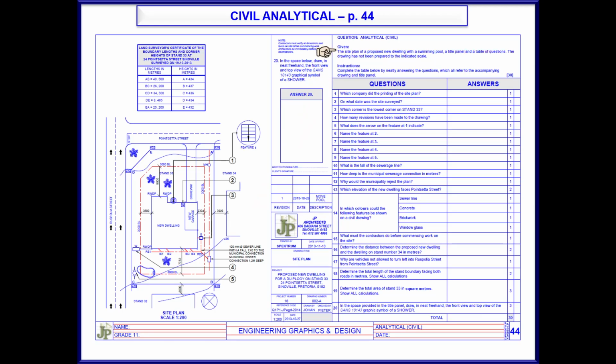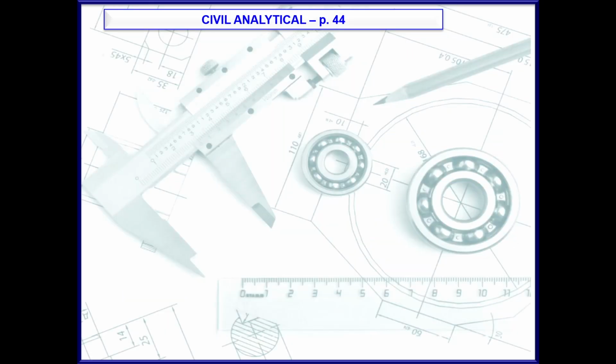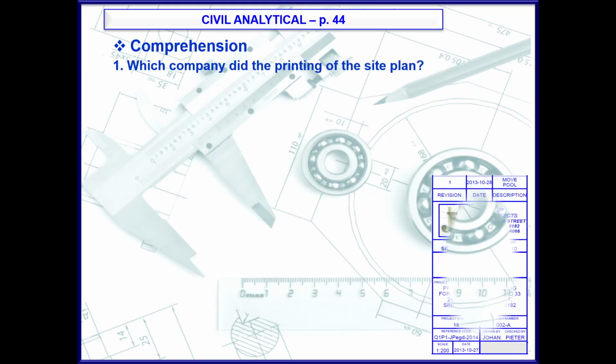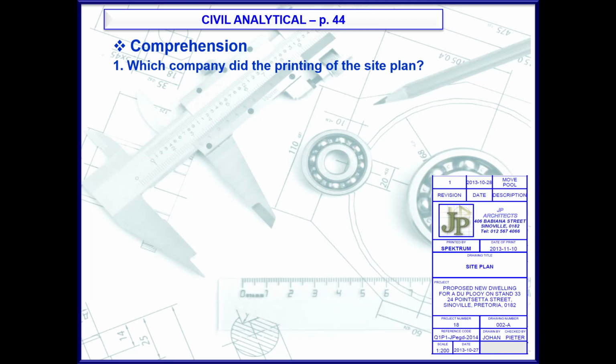Also part of our question is our instructions. Complete the table below by neatly answering the questions which refer to the accompanying drawing and title panel. Our first set of questions will be comprehension questions. Question 1, which company did the printing of the site plan? Here we need to look at our title panel and we can clearly see that it was printed by Spectrum. So the answer to question 1 will be Spectrum.